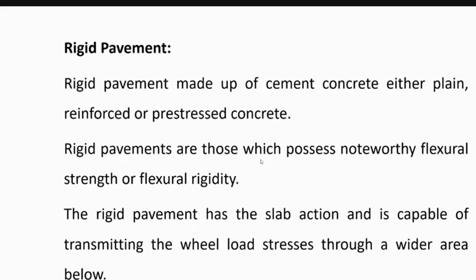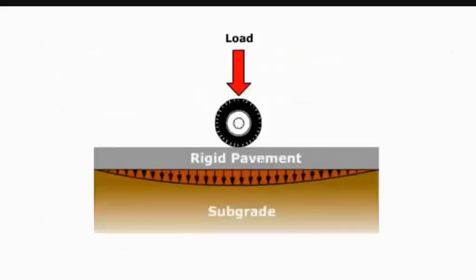Other things related to rigid pavement: the flexural strength is relatively more. We can say it is very high in case of rigid pavements. That's why rigid pavement has slab action and is capable of transmitting the wheel load stresses to a wider area below the pavement top layer. In flexible pavement, just below the wheel load we can observe a large stress. But in case of rigid pavement, the stress distribution is over a larger area.